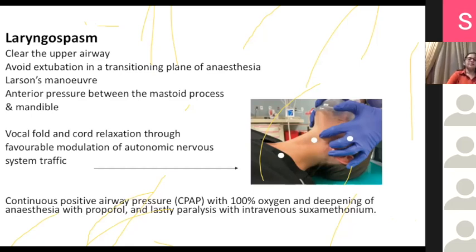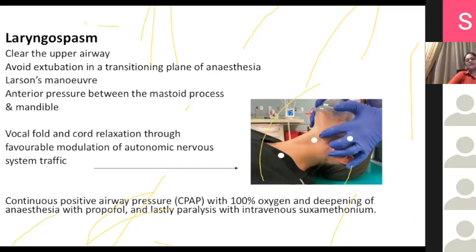And the Larson's maneuver, this is a maneuver which they actually describe to break the laryngospasm. They don't really know the exact theory behind how it does it, but it is basically placing very firm digital pressure, which is a very painful stimulus, anterior pressure between the mastoid process and the mandible. So we all have a spot there, which is called the laryngospasm notch. You apply firm pressure. At the same time, you do a jaw thrust.